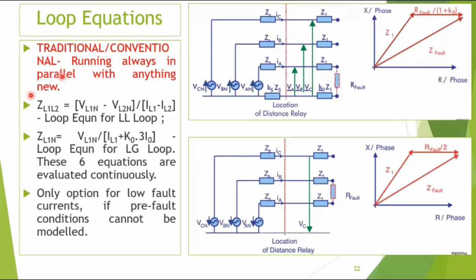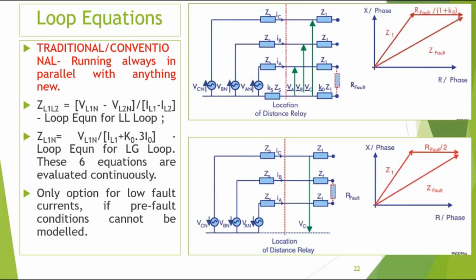The traditional equations are always ZL1L2 equal to the difference of voltage by difference of current. The traditional phase to earth impedance is the phase to neutral voltage divided by the phase current plus K0 into the neutral current. So these 6 equations are being evaluated in a distance relay continuously, and the lowest impedance found is compared with the set impedance, and if it becomes lesser, the relay trips.